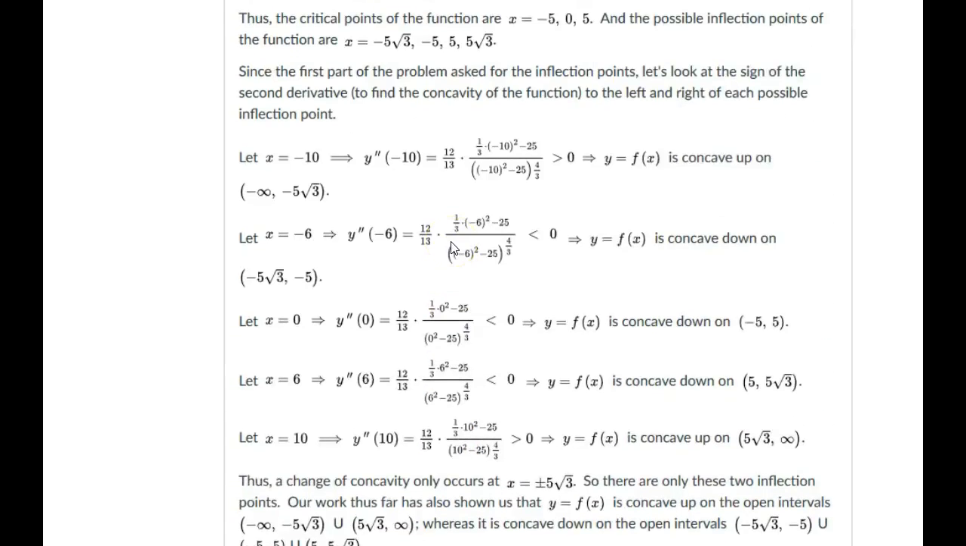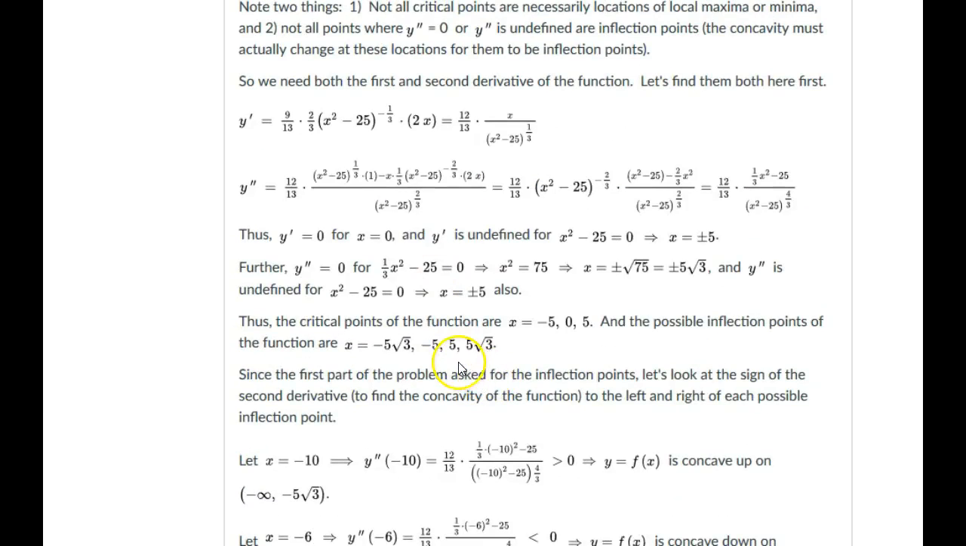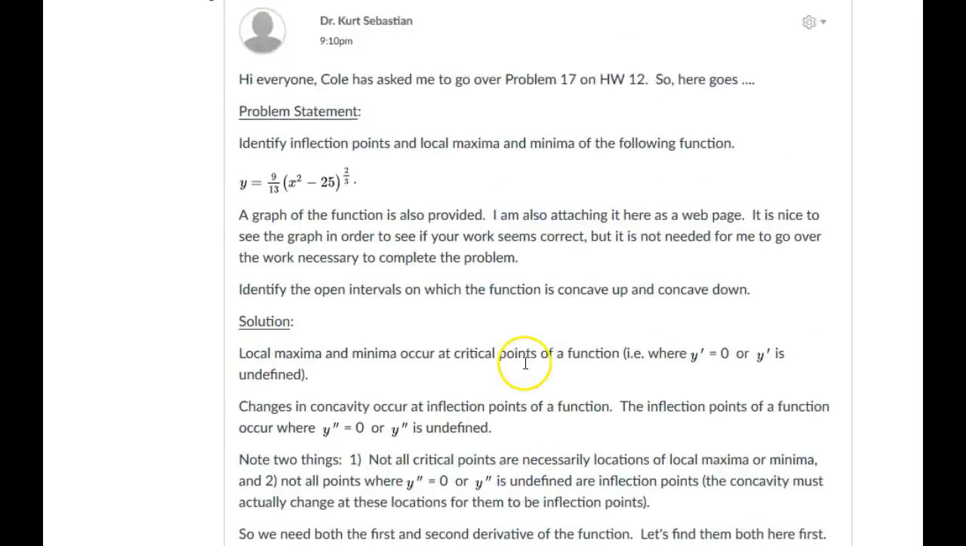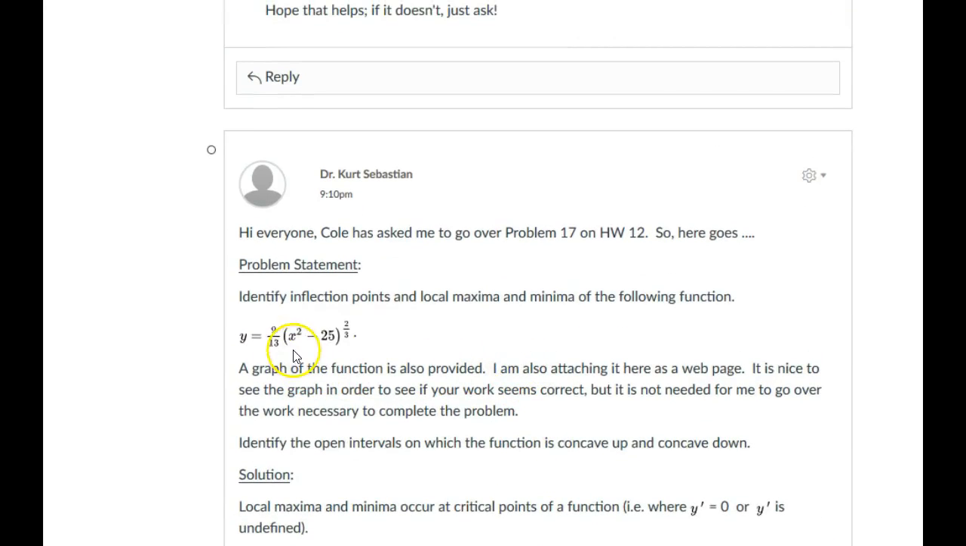So the inflection points are minus 5 square root of 3 and 5 square root of 3. We found them to be. So if I plug in 5 square root of 3, that's going to be what? If I square that, I get 25 times 3 is 75. 75 minus 25 is 50. Whether I plugged in minus 5 square root of 3 or 5 square root of 3. So this is 50 to the 2/3 power.